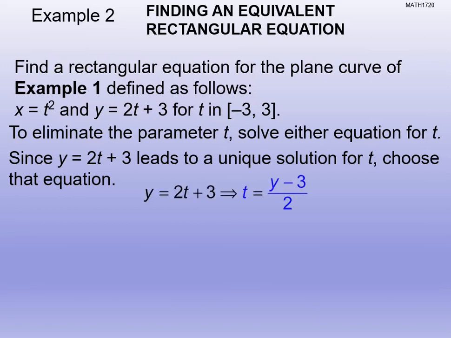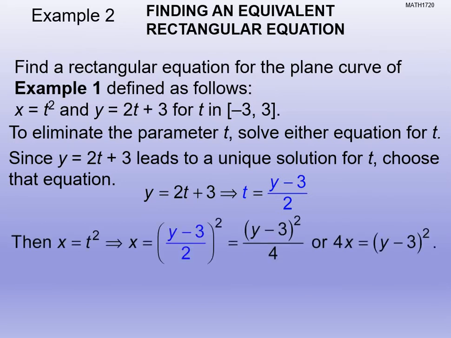Alright, so when we solve that for t, we get t equals (y minus 3) divided by 2. Okay, so we've solved the second equation for t. Now we're going to substitute it into the first equation. So we're going to replace t squared with the quantity (y minus 3) over 2, squared. And we're going to simplify that out.